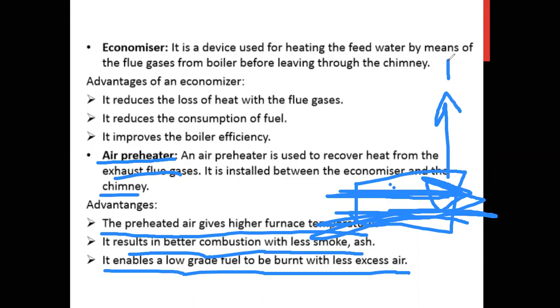So we need less fuel, and the burning becomes very good, with less smoke or less ash, kind of better combustion. So this is the way of recovering heat from the system before releasing it to the chimney, because these are the burnt gas, the exhaust gas, which should go outside. These are burnt gas, we cannot recycle this.